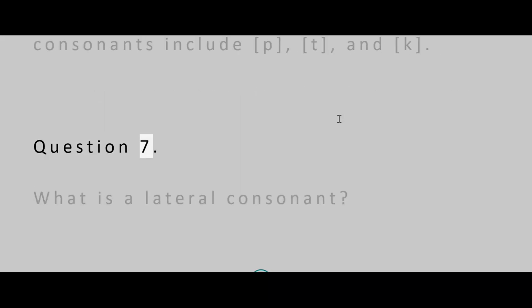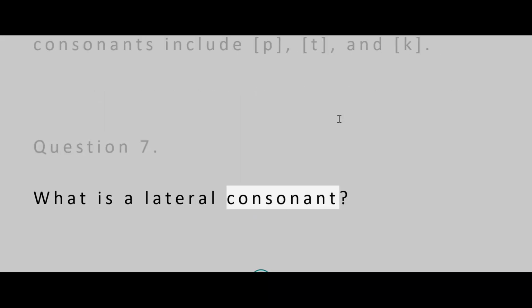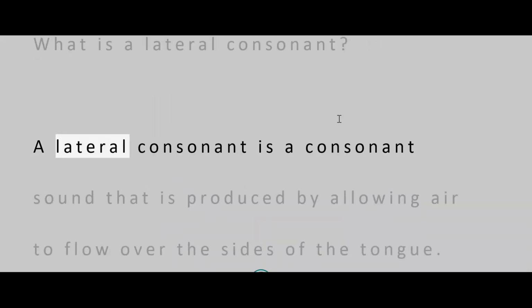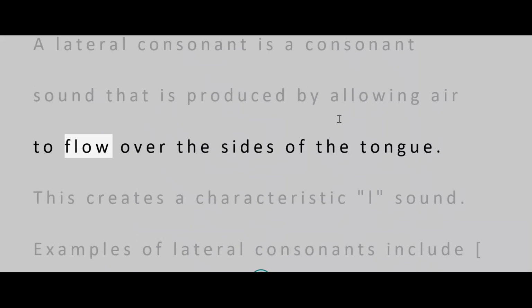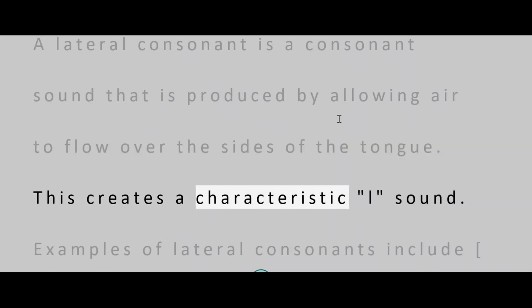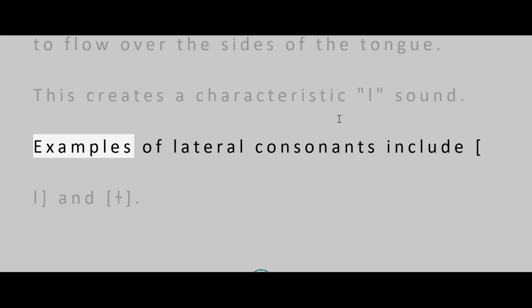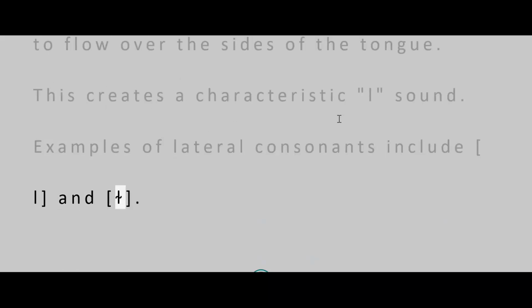Question 7. What is a lateral consonant? A lateral consonant is a consonant sound that is produced by allowing air to flow over the sides of the tongue. This creates a characteristic L sound. Examples of lateral consonants include L and L.